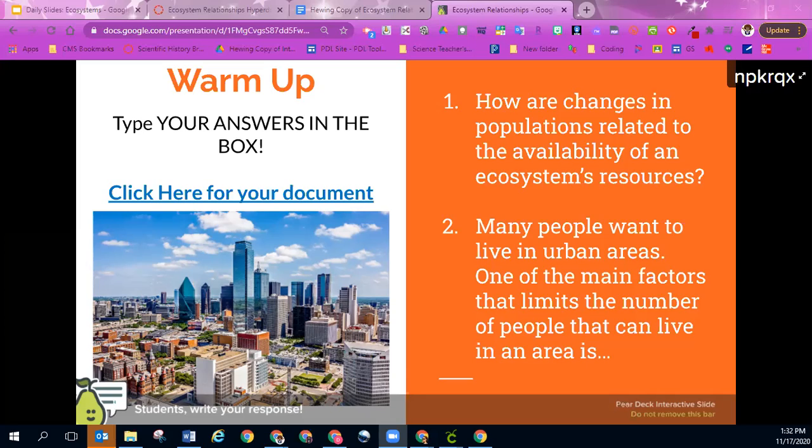All right, so things that I am seeing in the chat. I'm seeing that because more organisms live in an area, there are less resources to go around. I like that answer for question one. For number two, the amount of housing or apartments can be an issue.